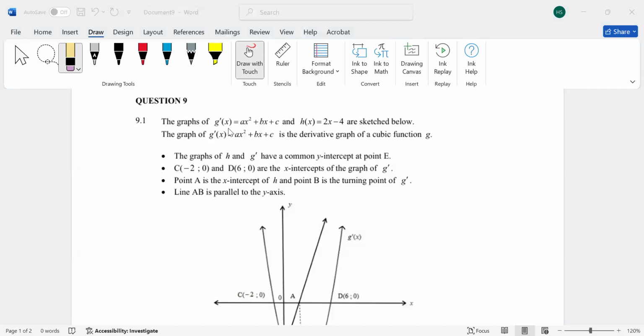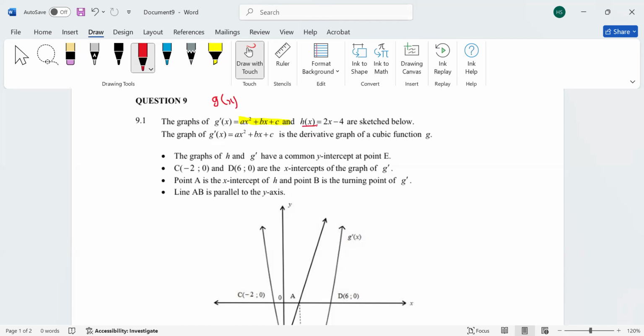The graph of G prime of x is given by ax squared plus bx plus c. Now, if you look at this function here, it's a function that we are aware of. It's something that we know of. It's a parabolic function. What they're trying to say here is that it comes from G of x.